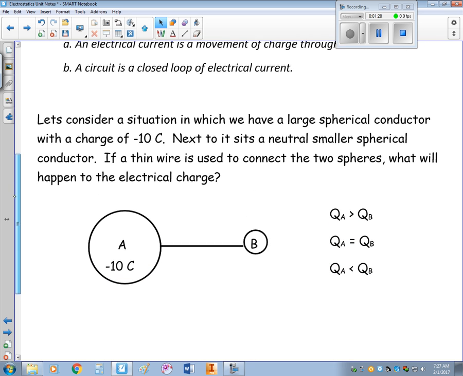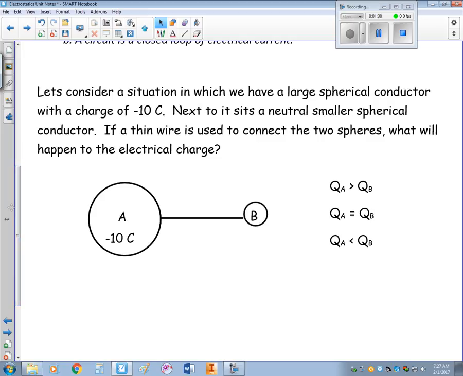So let's consider this situation. I have a large spherical conductor with a charge of negative 10 coulombs. Next to it sits a small neutral spherical conductor. I then take a thin wire and I connect the two spheres. So what is going to happen to the charge?